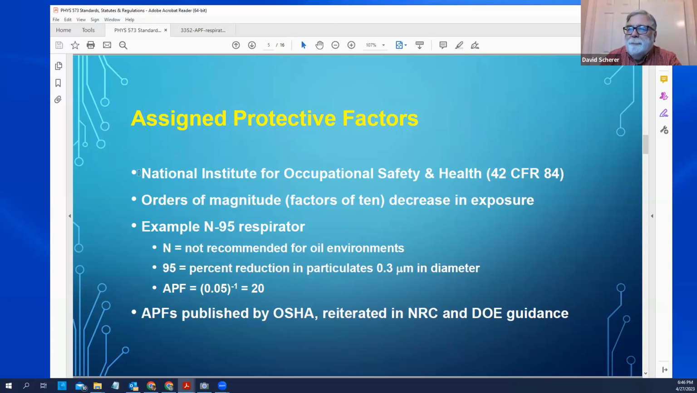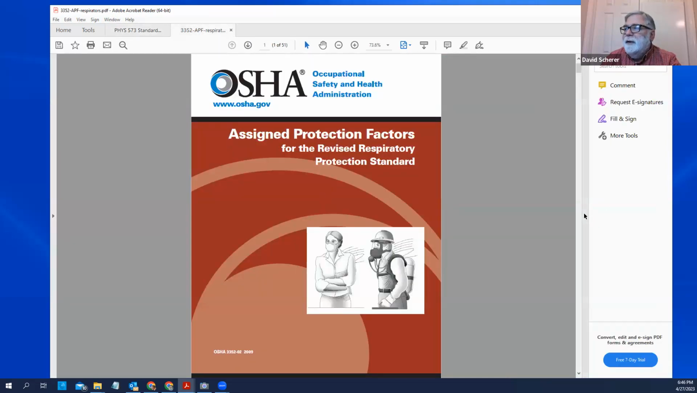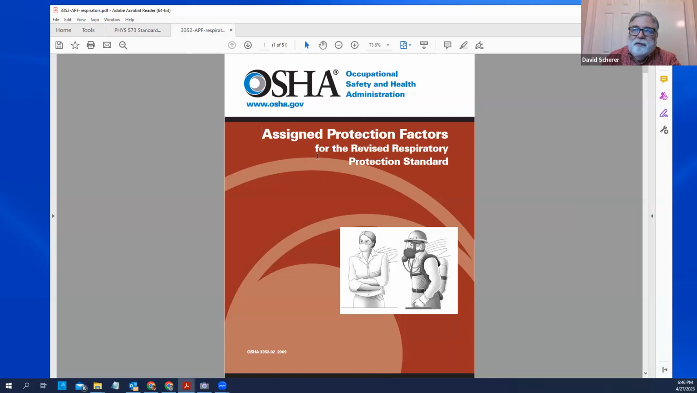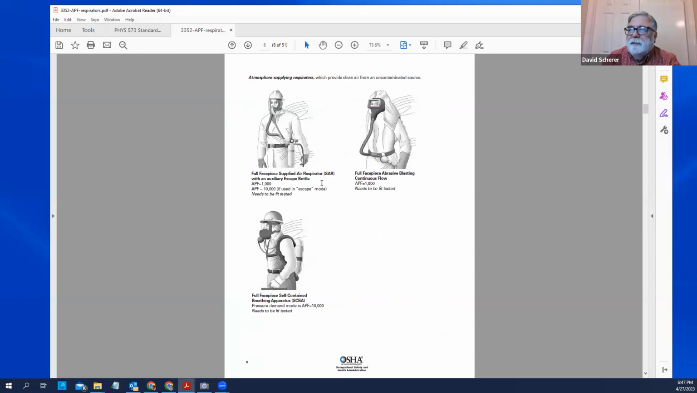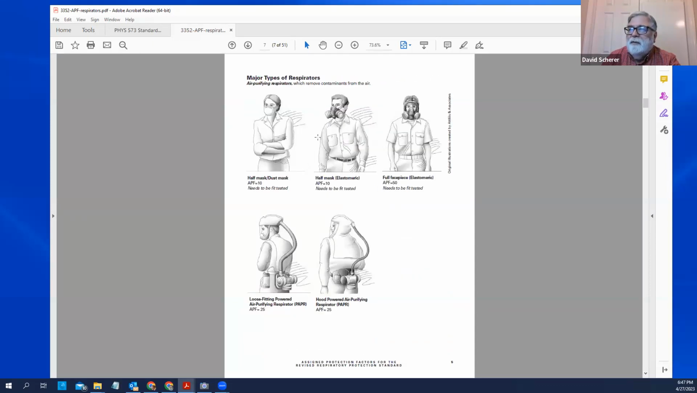The respirators are approved by NIOSH. It's a government agency, and this is the regulation that specifies the procedures for approving them. NIOSH provides this information to other government agencies, and OSHA publishes a pamphlet with the assigned protective factors for respiratory protection. So you can get all the information about this. This is a half-faced demand respirator. It looks like it has cartridges for some particular vapor. This is a full-faced respirator.